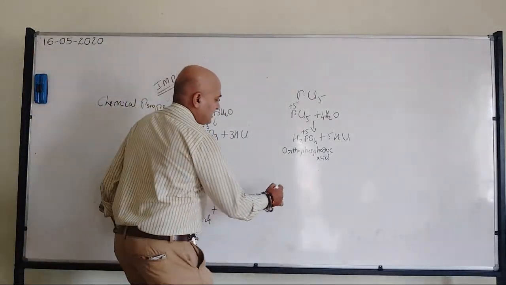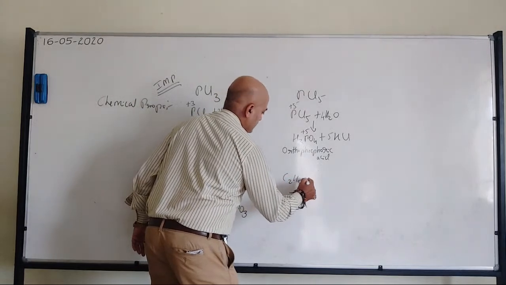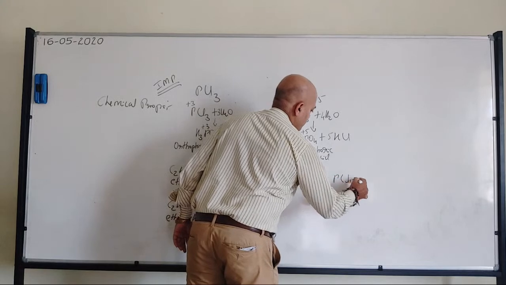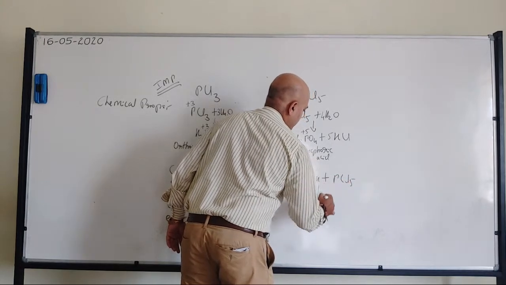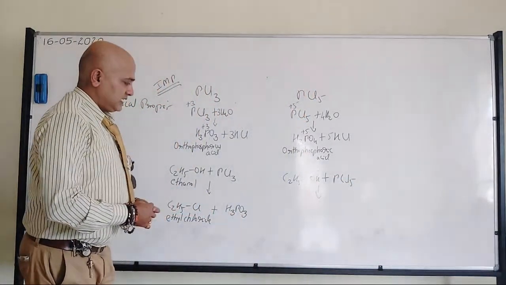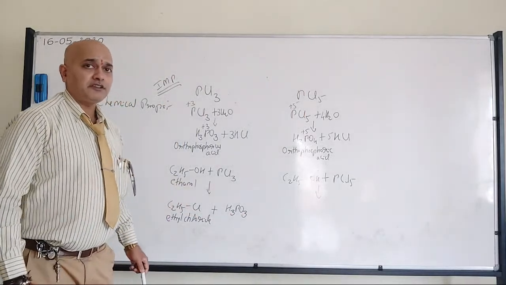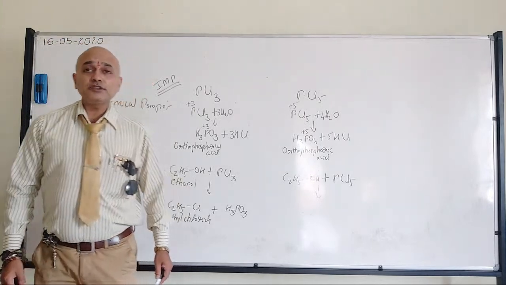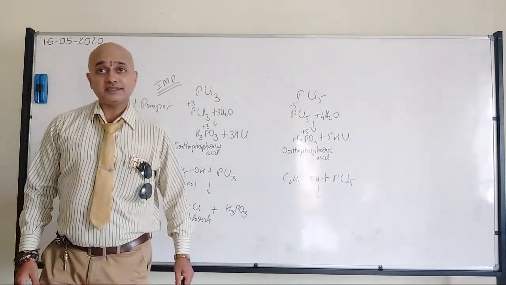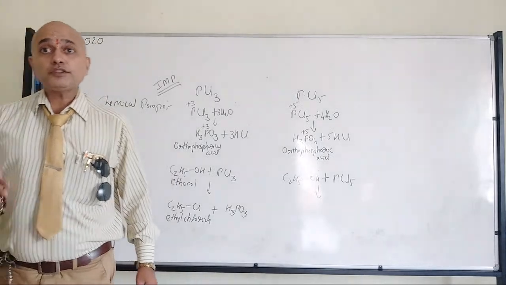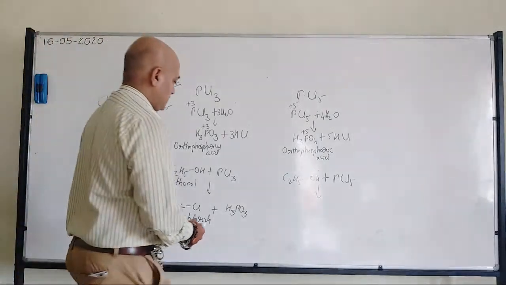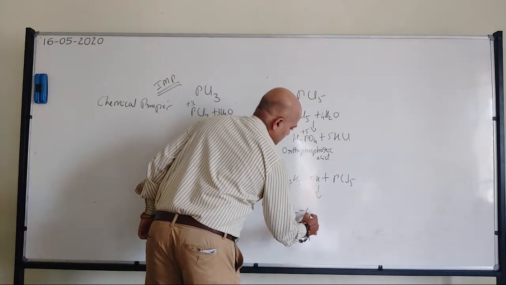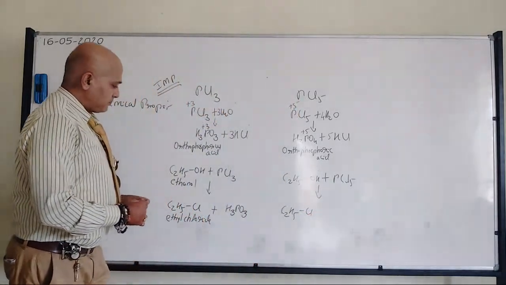Now, if I take ethanol and treat it with PCl5, the product will be a slight variation. In the case of PCl5, there will be slight variation. There is no question of orthophosphoric acid, though some people may think orthophosphoric acid will be another product. So it will be C2H5Cl, ethyl chloride, the common product.